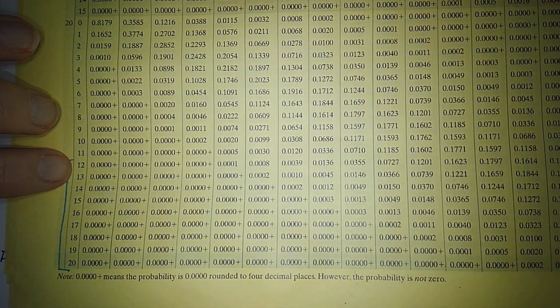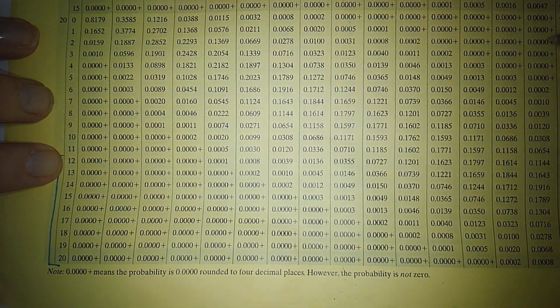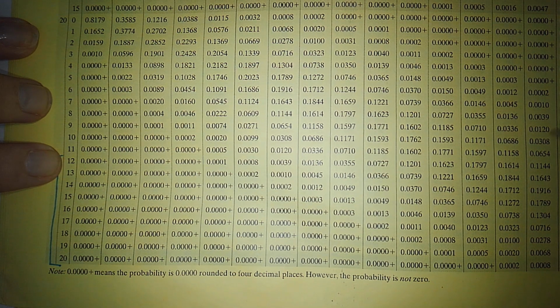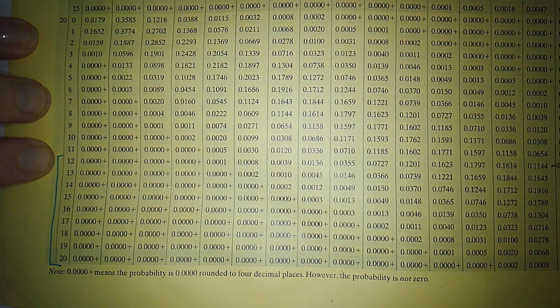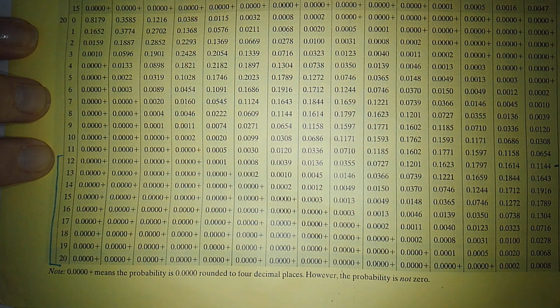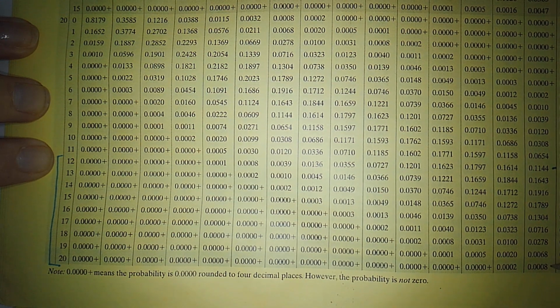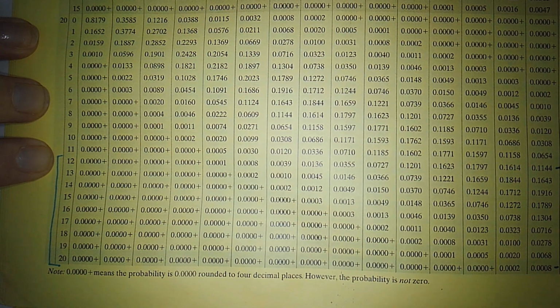So we're going to have to take this column all the way over here to 70%, which is this last column over here. So we're going to start with 12 and 70%, which is starting here at 0.1144. And we're going to add all the way down to 0.0018.